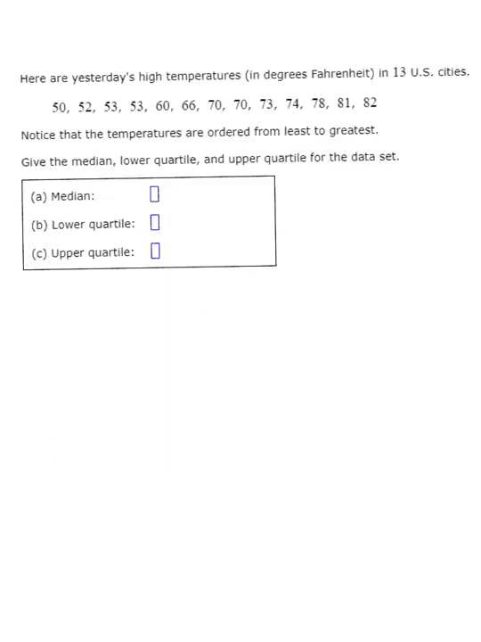Over one, come back to that one. So here it's giving you data. They've done a nice job and put it in order for you. And they've asked you for 3 things: the median, which we've talked about, and then this lower quartile and upper quartile. Okay, so here's the things to remember.